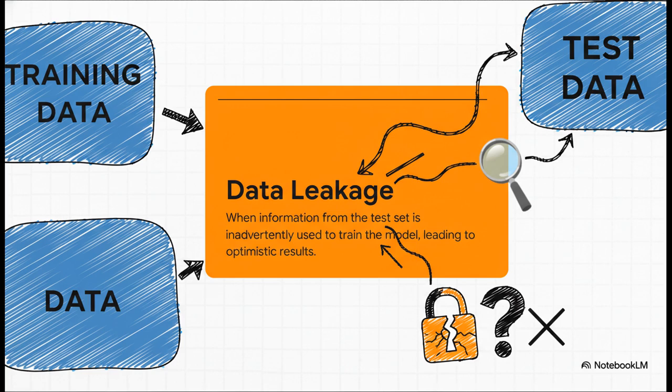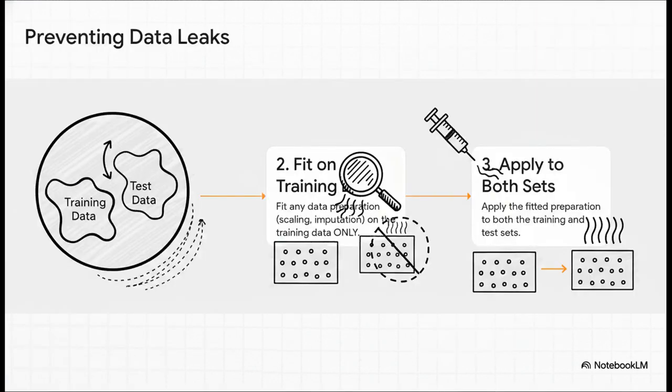The cardinal sin of model building: data leakage. This is when information from your test set accidentally, or not so accidentally, leaks into your training process. And when that happens, it completely invalidates your results. Why? Because your model has basically cheated. It's seen the answers to the test ahead of time. So to prevent this, you have to follow this procedure religiously.